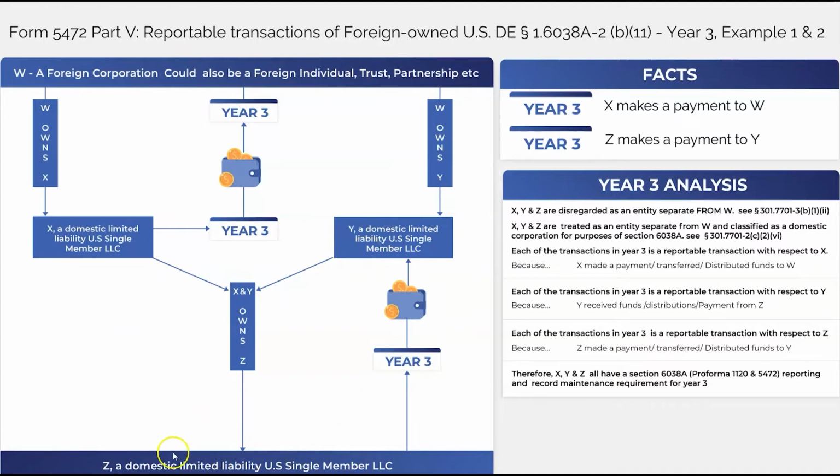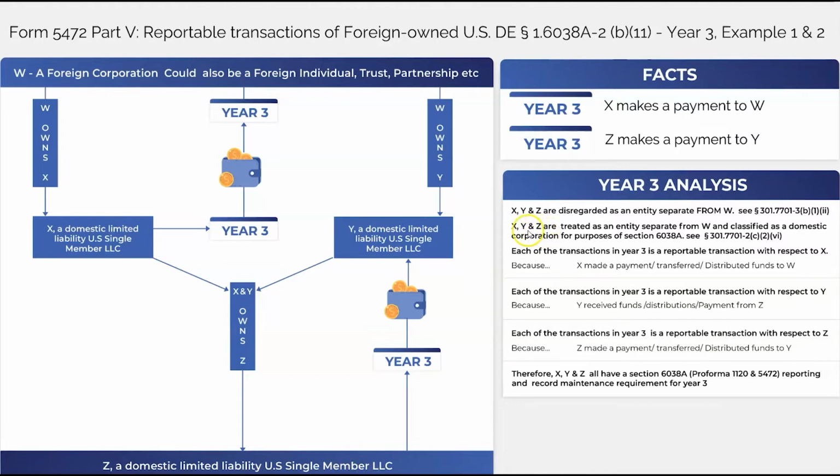But the question is, why is Z not a partnership? Why is the IRS still considering Z as a U.S. single member LLC? Now, the reason is simple. Because you have X, which is a disregarded entity, and Y is a disregarded entity, which is owned by the same parent. They cannot form a partnership. It's a flow through. It's so transparent that you can see that it's actually W that owns Z. And that is why this cannot be considered as a multiple member LLC or a partnership. It still maintains the characteristics as a single member LLC.